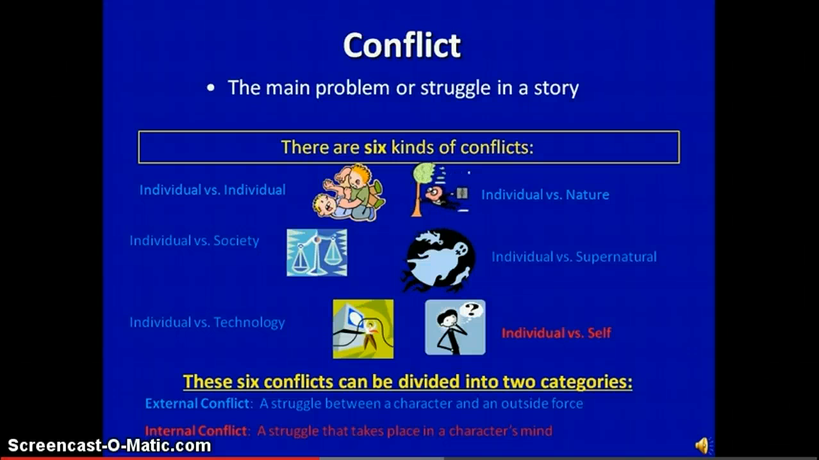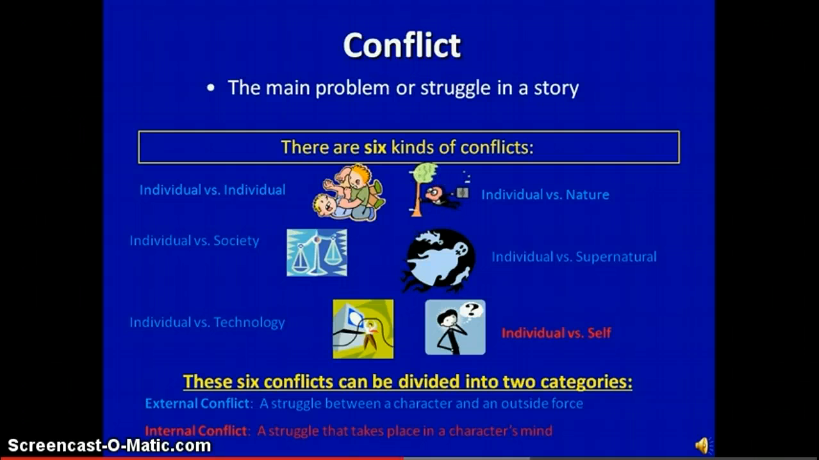You can also have multiple people having an individual versus individual conflict. Groups of people going against other groups of people. Still considered individual versus individual. The next type is individual versus nature. When we're thinking of individual versus nature, we're thinking of problems that involve, for example, the weather. Notice our little guy who's clearly caught in a storm. It might be a survival story. It might be a tornado or a natural disaster. All of those would be caused by nature.